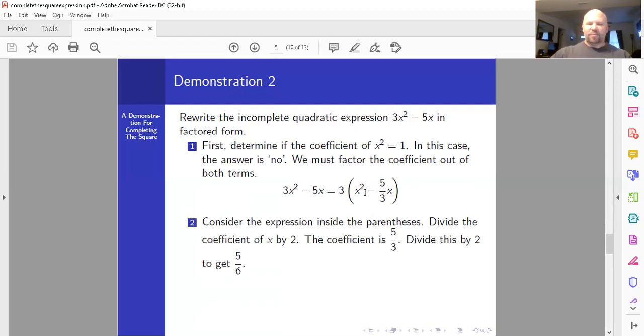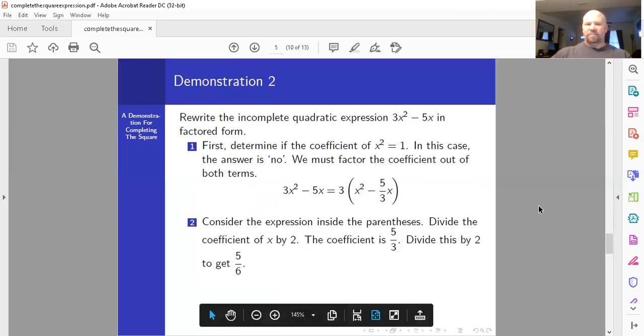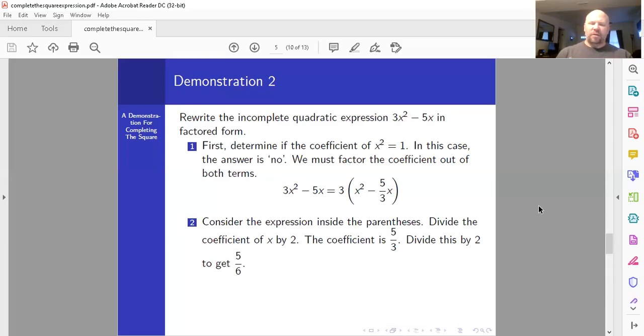Consider the expression inside the parentheses. Okay, we factored out the 3. We've taken care of the dilation effect that these things have, and we're now back to our incomplete quadratic that we saw in the previous example. So we follow our steps. We have a coefficient of 1 on x squared. We can go ahead and divide that coefficient by 2, and 5/3 divided by 2 gets to be 5/6. Okay, so here we have our length of our rectangles that we latched onto that square. We have those lengths, those b values that we're looking for.